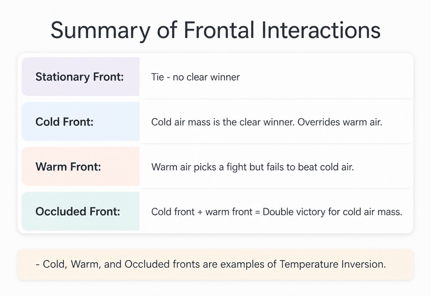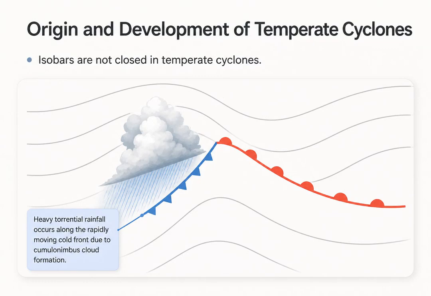Note that cold, warm, and occluded fronts are all excellent examples of temperature inversion, where warmer air is forced above cooler air. This sets the stage perfectly for understanding the origin and development of temperate cyclones, which we will explore next. Let's dive right into the origin and development of temperate cyclones.